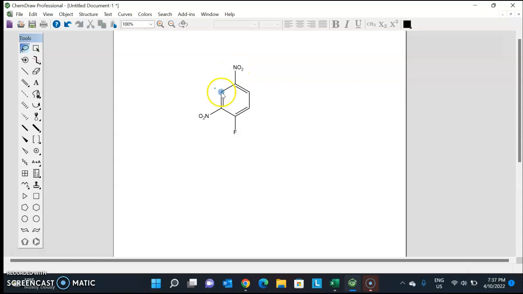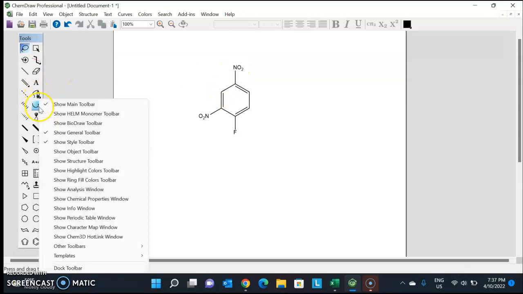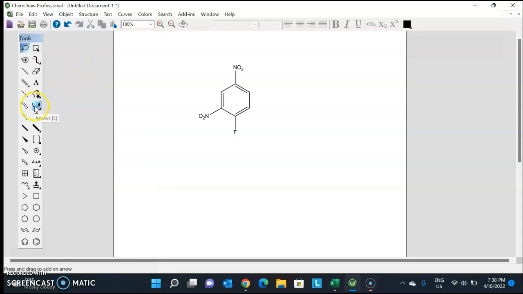So I'm not going to draw out the resonance, but I will draw out a sort of reaction. So we'll go ahead and say that this reacts with Na plus and OCH3 minus.